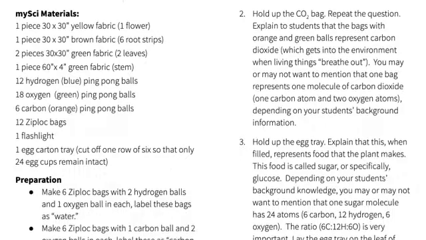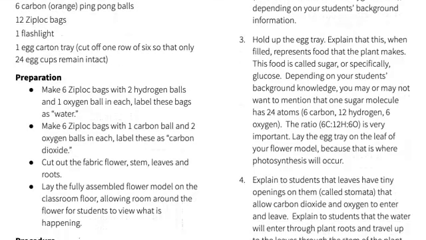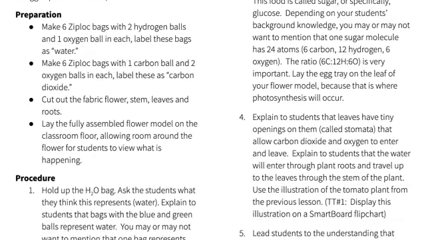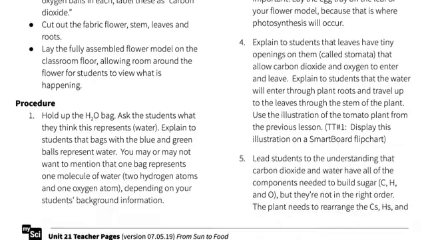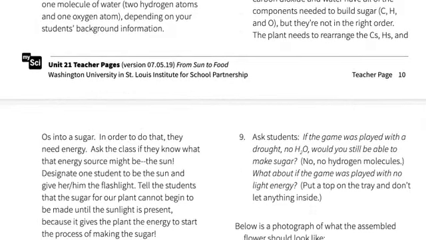You will also put the ping pong balls together in Ziploc bags ahead of time. Make 6 Ziploc bags with 2 hydrogen balls and 1 oxygen ball in each, and label these bags as water. Make 6 Ziploc bags with 1 carbon ball and 2 oxygen balls in each, and label these as carbon dioxide. Cut the egg carton so that it is 4 rows by 6 and can hold a total of 24 balls.